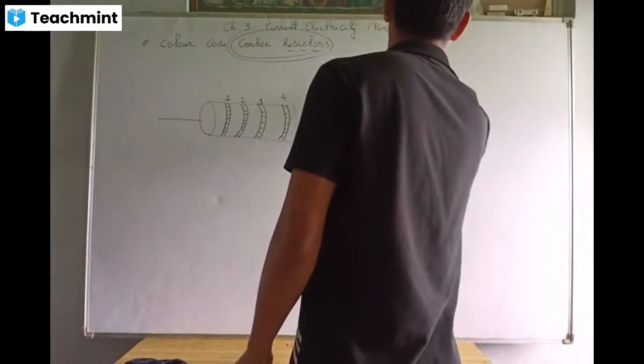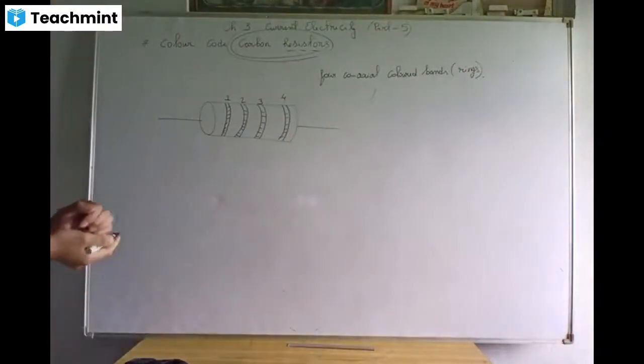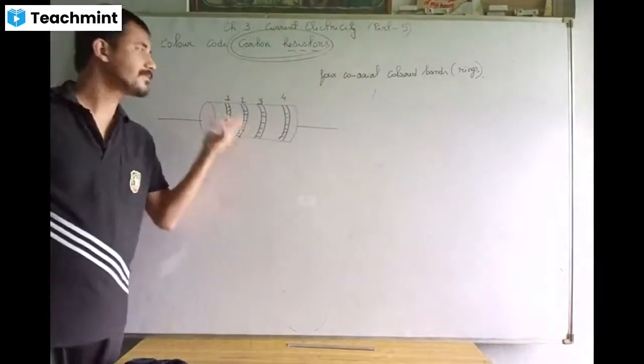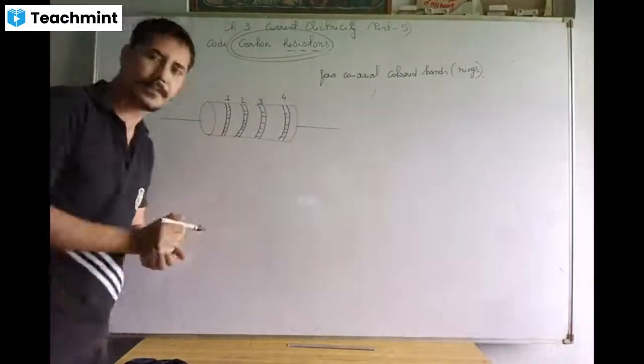Colored bands, or rings. Okay. Lord of the Rings, the Return of the King. So there are four coaxial colored bands or rings in each of the carbon resistors.